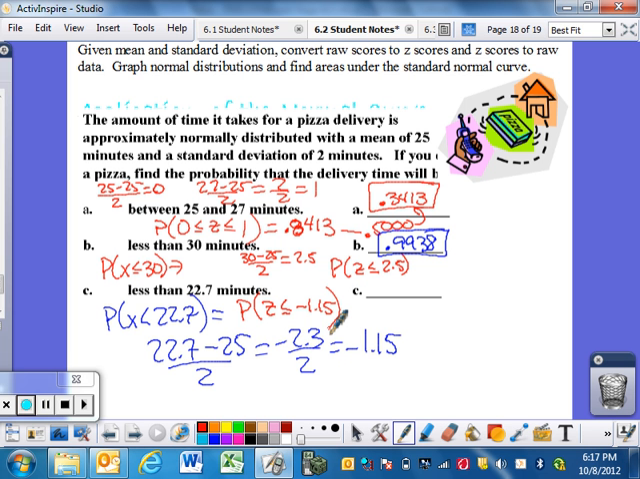And since it is less than, since I did not change it to have an interval, I need to just find that number. So if you go to your table, negative 1.1 and then 0.05 on top, see where they meet, your best answer is 0.1251. And that's your way of applying this problem using z-scores to find probabilities.